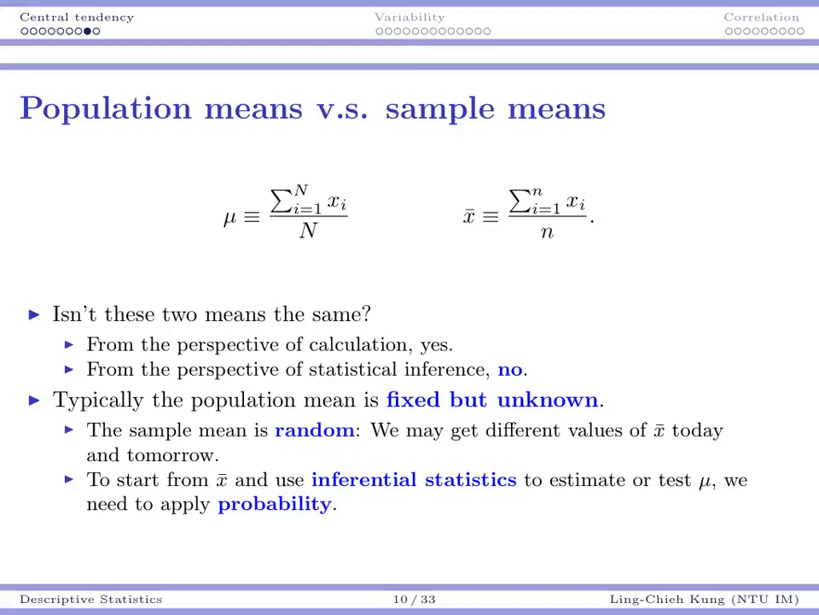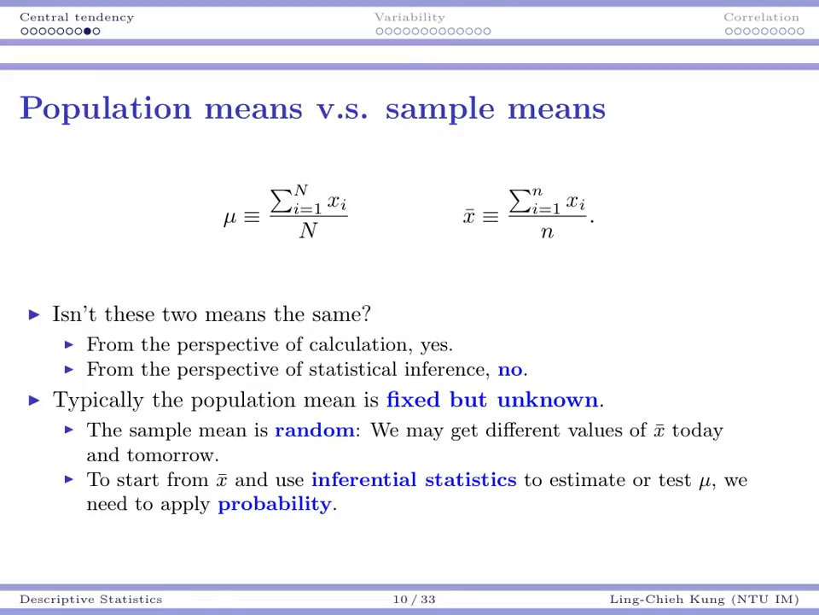Okay, obviously you have some questions. One would be, what's the point of defining these 2 things? In particular, their formulas look just identical, right? The only difference is capital N and small n. So, are they just the same? Well, from the perspective of calculation, yes, the formula indeed is just the same. But later, when we talk about statistical inference, the 2 things are so different.